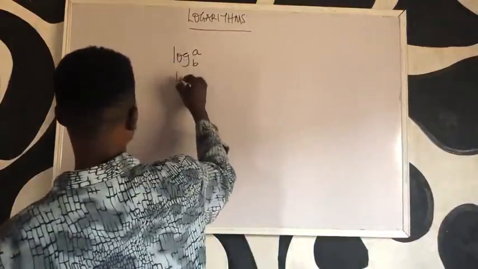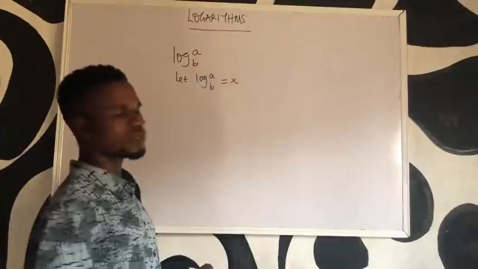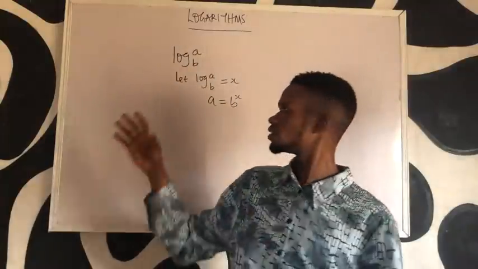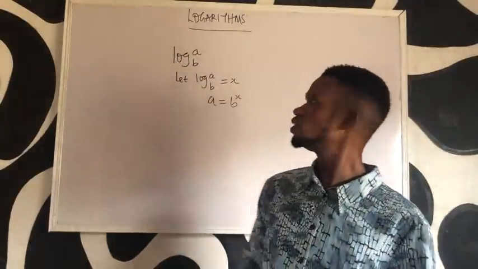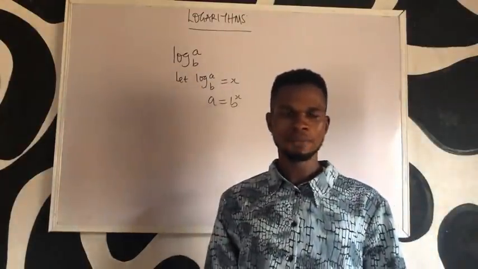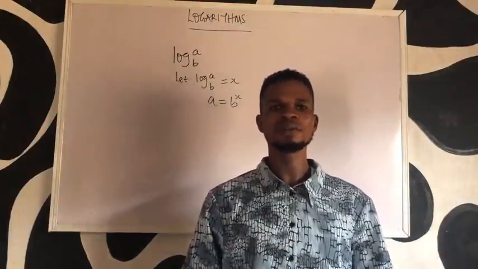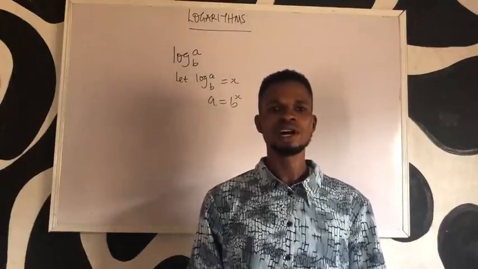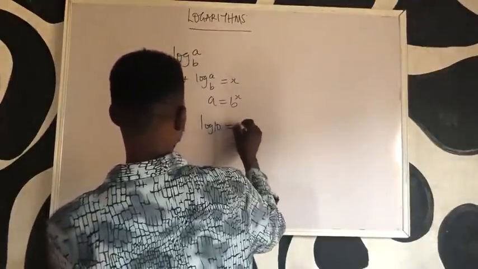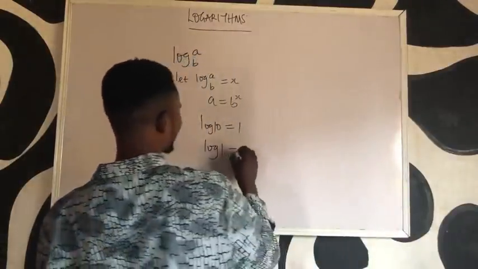You can say let log A base B be x, and we have A is equal to B raised to power x. X is the power to which the base B must be raised to get the number A. And you should take note of something. If we are given the logarithm of a number without the base, you should know they are all in base 10. Now, the logarithm of 10 is 1, and the logarithm of 1 is 0.